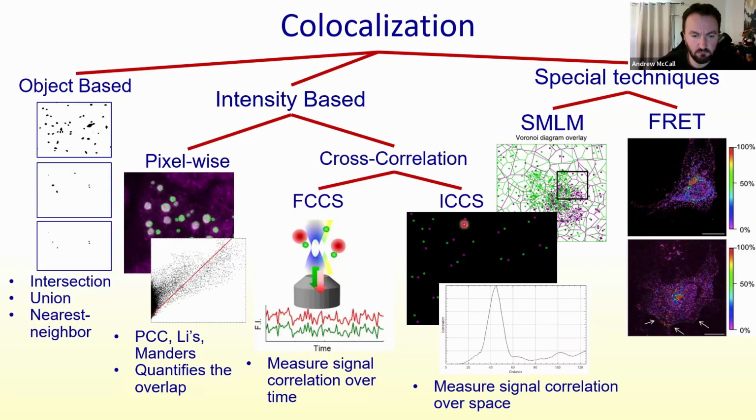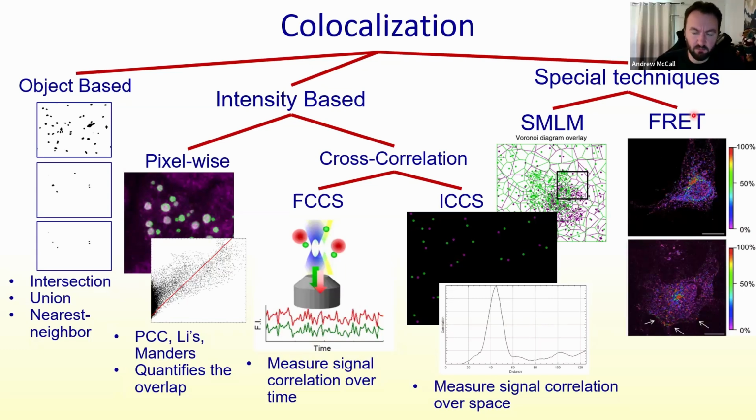Another cross-correlation algorithm is image cross-correlation spectroscopy. In this, we instead cross-correlate across the image. So we're cross-correlating over space and measuring things as a function of distance. This is where triple C resides. You'll be hearing a lot more about this in just a few minutes. And then there are a couple of special techniques. Single molecule localization microscopy has some colocalization techniques that are very specific to how it works. And then there's also FRET, which gets down to very, very close analyses in terms of spatial correlation.